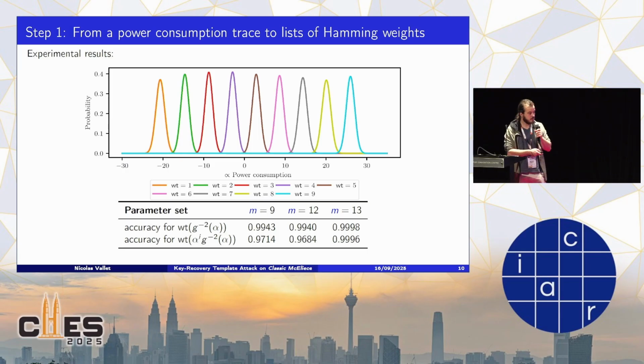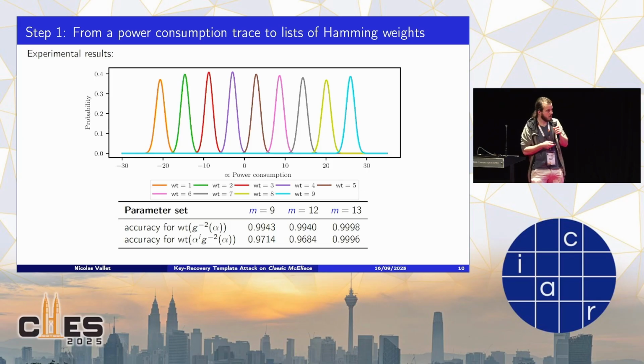So here we can see the Gaussian distribution that we observed, that we obtained experimentally for m equals 9, and we can see that every Gaussian distribution is slightly overlapping with each other. And this is something that we observed for all the values of m.